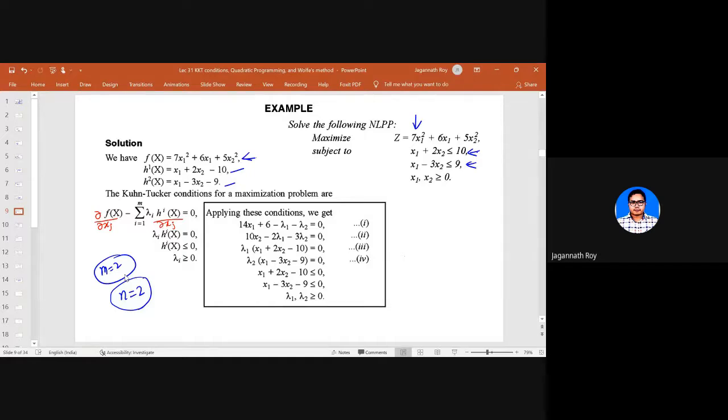Del f by del x. If you try to find del f by del xj, first we will write del f by del x1. If you differentiate it, this would be 14 x1 plus 6, and then this is x2, so this would be 0 plus 0. So let us not write that. Then del f by del x2. What is it?